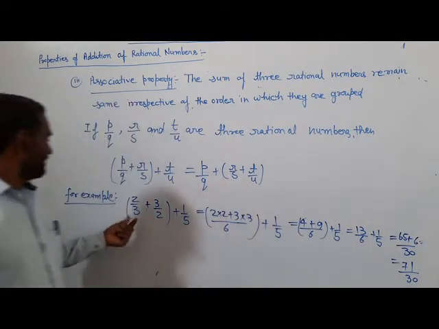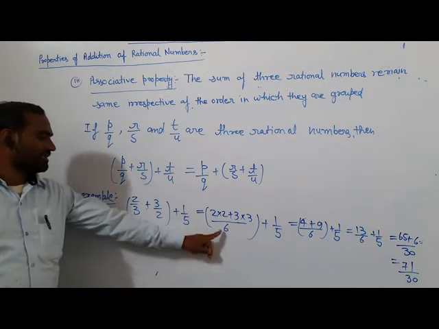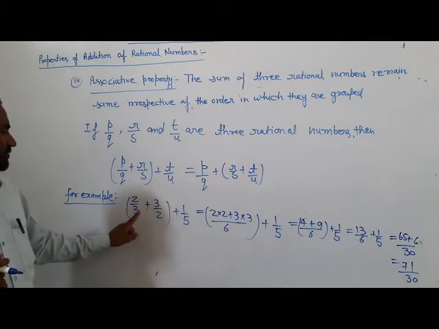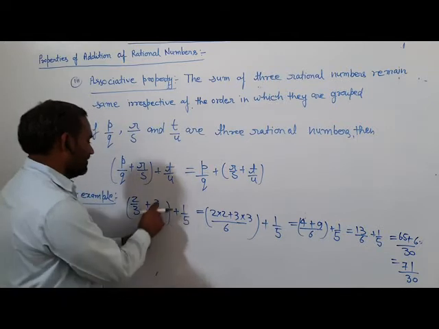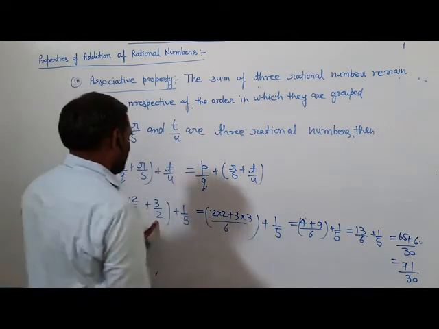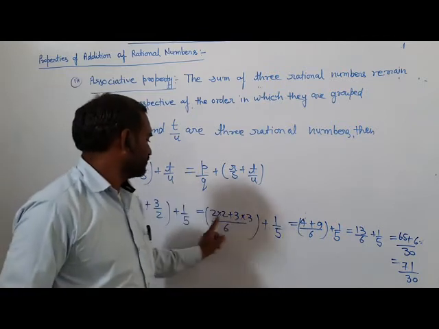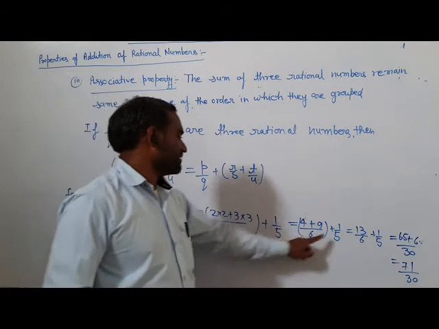In this we take LCM of 3 and 2, the LCM will be 6. We divide 6 by 3, 3 twos are 6, so we multiply 2 by 2. 2 threes are 6, so we multiply 3 by 3, plus 1 by 5. 2 twos are 4, 3 threes are 9, 4 plus 9 by 6, plus 1 by 5.